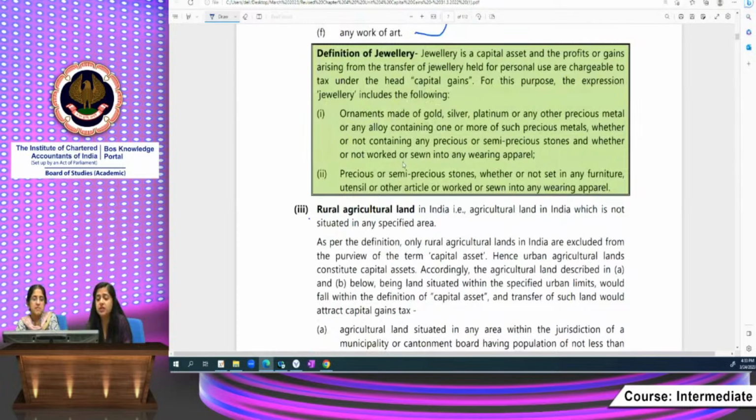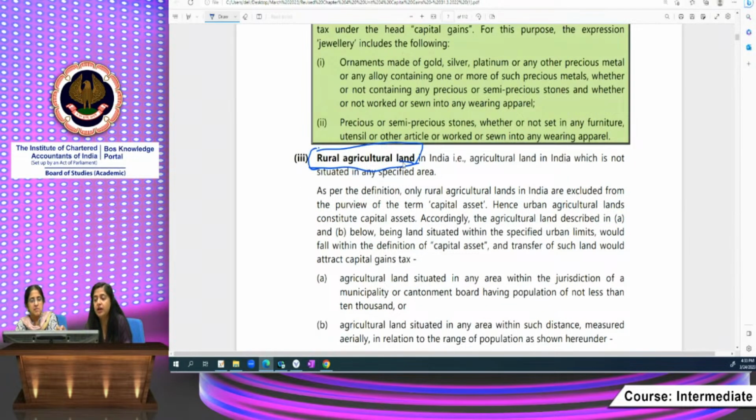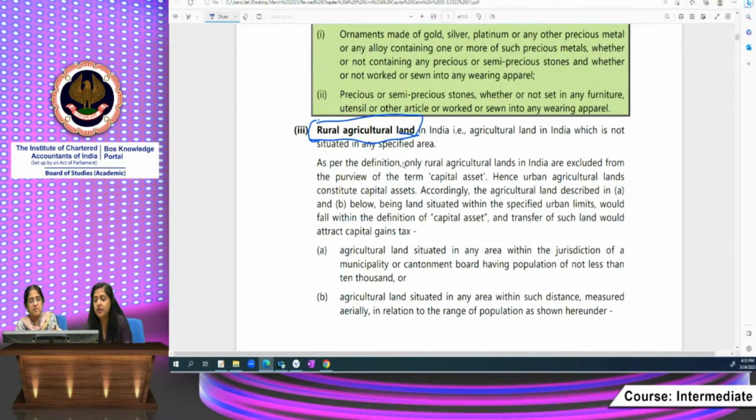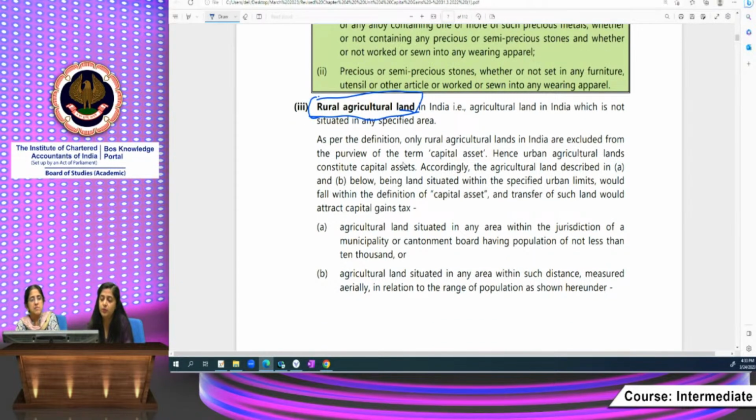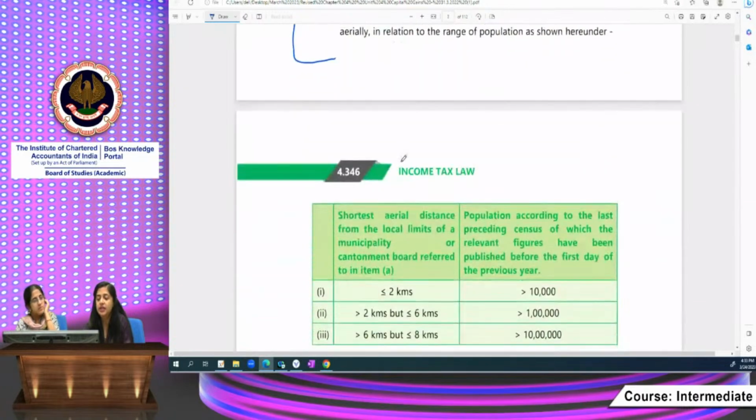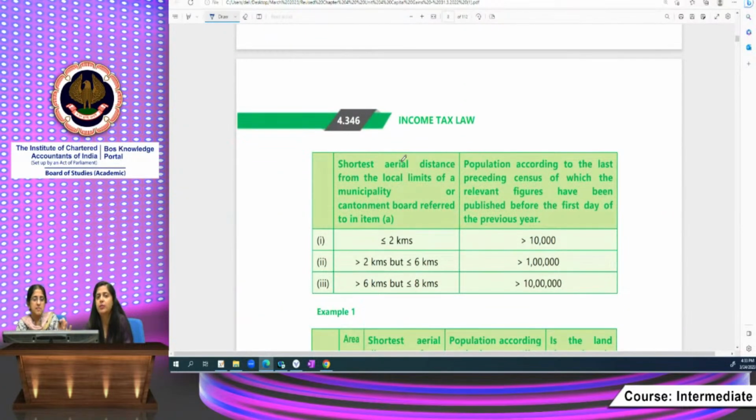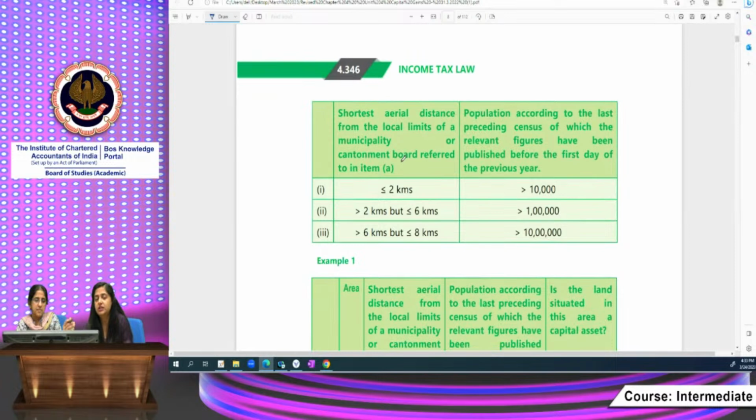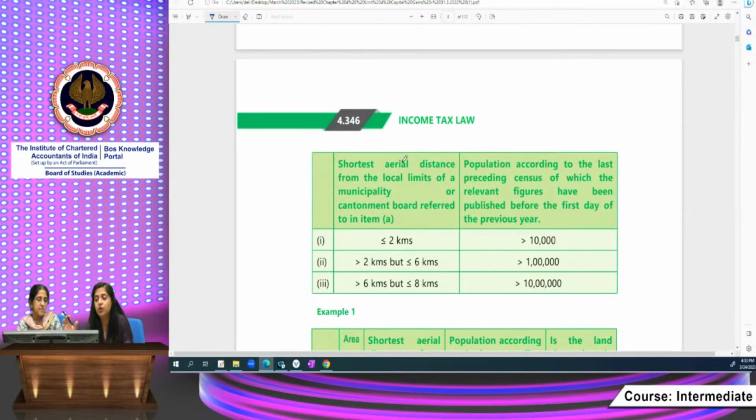Rural agriculture land. If you have agriculture land in a rural area, then it's not a capital asset. But if you have agriculture land in an urban area, what is urban area? That is the agriculture land within the specified urban limit. Then it's a capital asset, that is called urban agriculture land. But rural agriculture land in India only is not a capital asset.